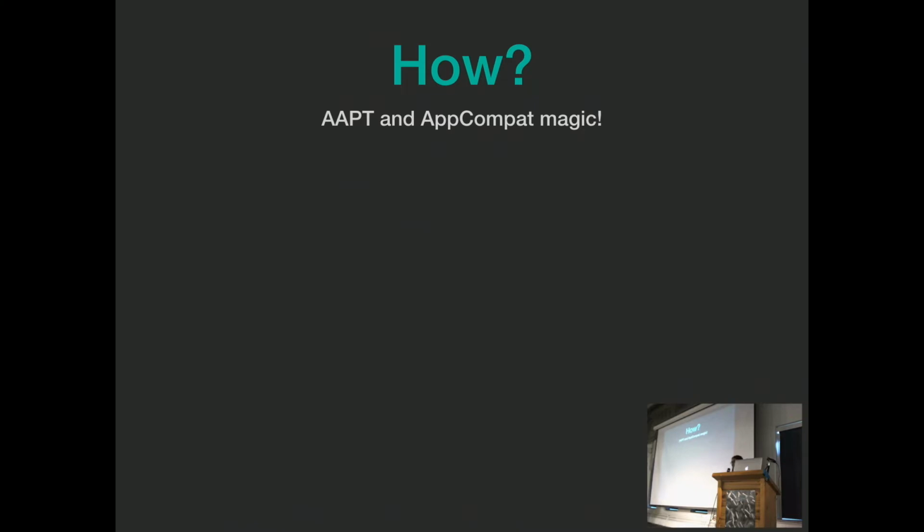But how does it work? It works using basically AAPT and AppCompat magic, where AAPT stands for the Android Asset Packaging Tool. So when you compile with SDK 26 and above, it uses Android Oreo's version of AAPT, which understands fonts and is able to bundle them into resource files. And then the support library is able to read the attributes from these resource files through the AppCompat layout inflation process.